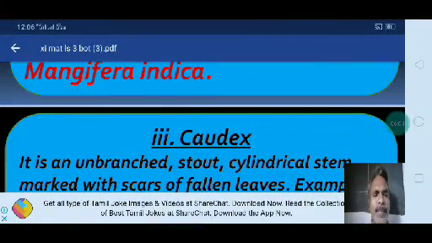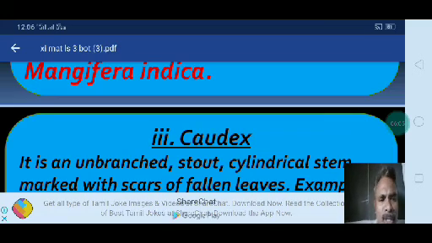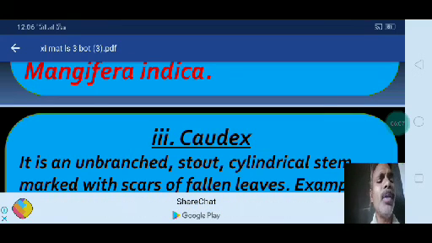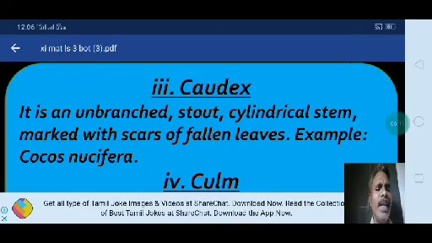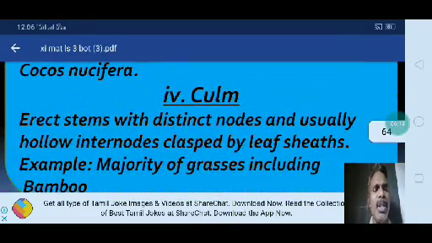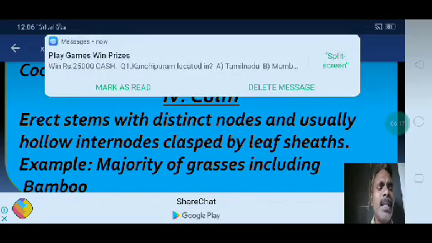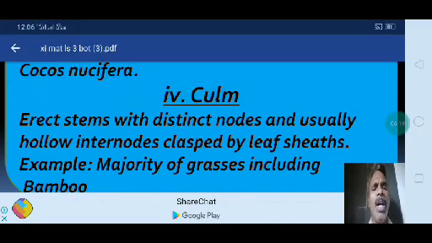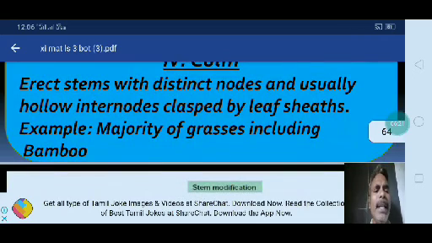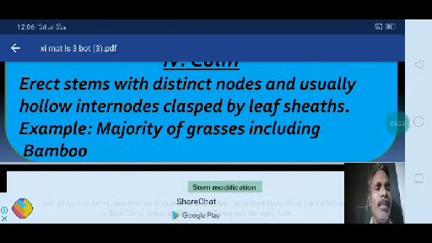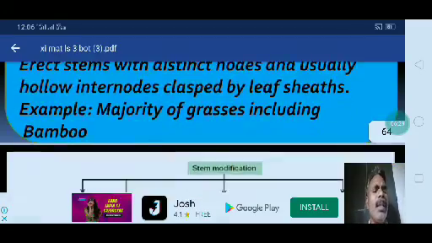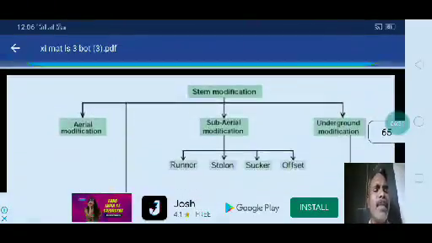Then caudex. It is an unbranched, cylindrical stem, marked with the scars of fallen leaves. Example, Cocos nucifera. The next one is column. Erect stems with distinct nodes and usually hollow internodes, enclosed by leaf sheaths. Example, the majority of grasses including bamboo. These are the examples for the types of stem.